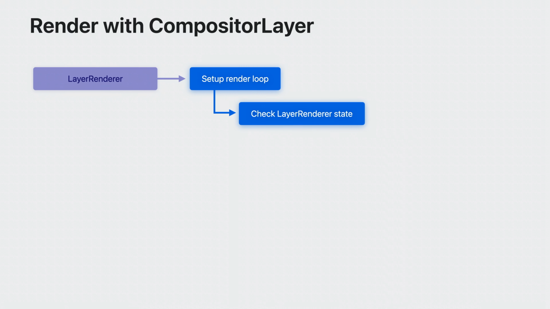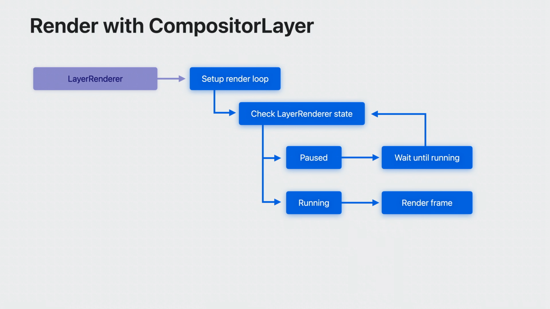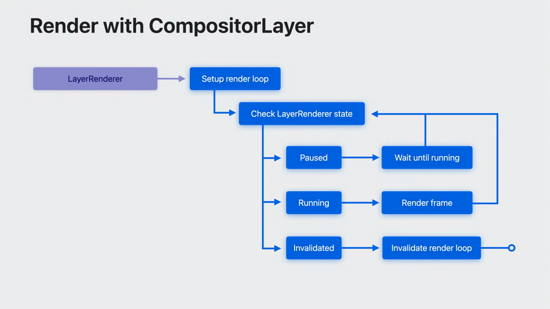Then, check the state of the layer. If the layer is paused, wait until the layer is running. Once the layer is unblocked from the wait, check the layer state again. If the layer is running, you'll be able to render a frame, and once that frame is rendered, check the layer state again before rendering the next frame. If the layer state is invalidated, free the resources you created for the render loop.